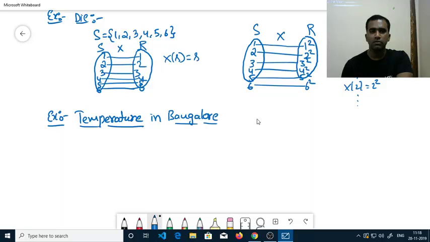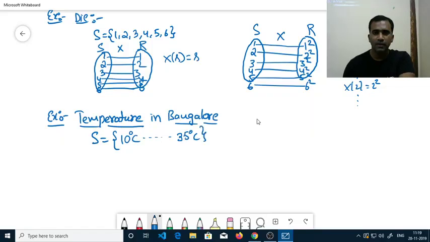So let me assume the sample space. I have to assume a sample space. Sample space means all the possible outcomes of the experiment. So can you tell me what all the possible values of temperatures in Bangalore are? For example, let me assume that the minimum possible temperature in Bangalore is 10 and the maximum is 35 degrees. So I'm assuming this is the sample space of temperatures in Bangalore.